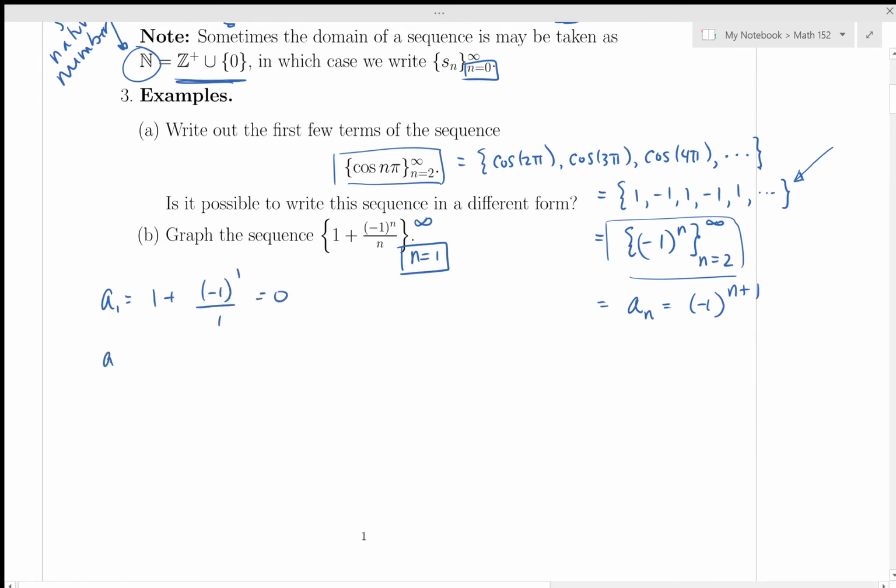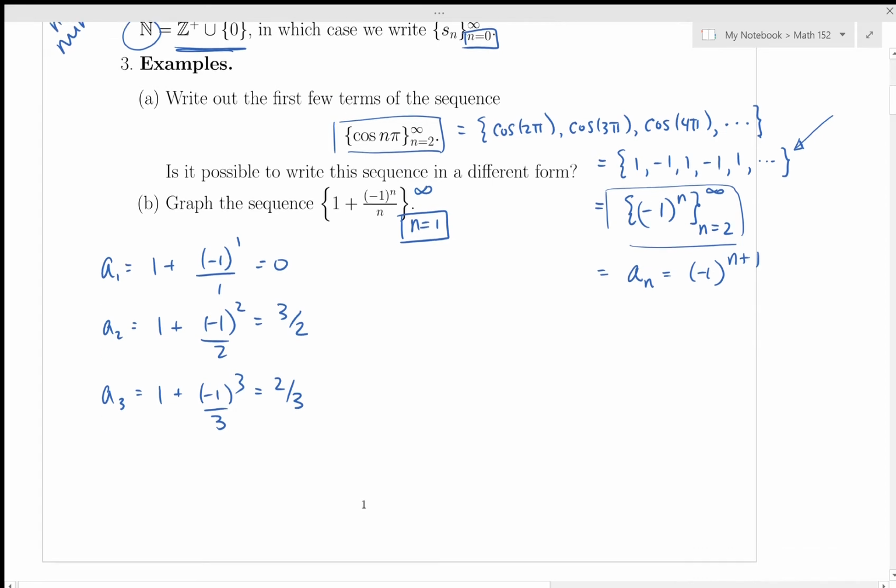Then I calculate A2, that's when n is equal to 2. So I substitute in 2 for n, and I get here 3/2. Then A3, I substitute in n equals 3, and that is going to be 2/3. And so I just keep going through on these calculations.